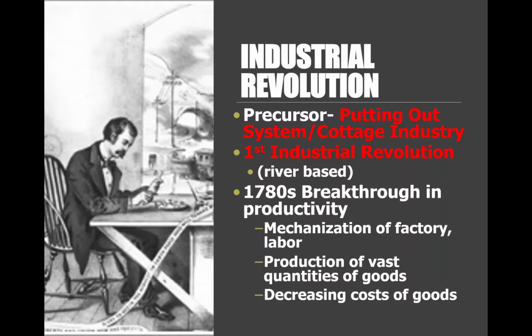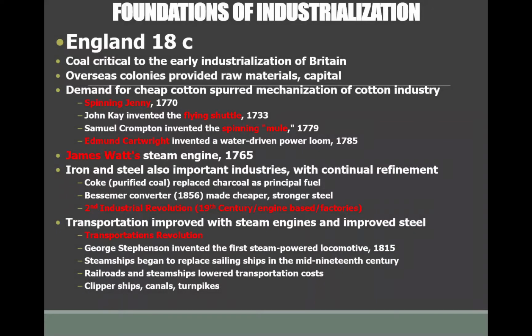There'll be mechanization of the factories. There'll be production of vast quantities of goods. And doing this on a large scale with multiple people is going to decrease the cost of the goods. It begins in England in the 18th century. Coal will be critical to early industrialization. After rivers, people start to use coal as a form of energy also later on.